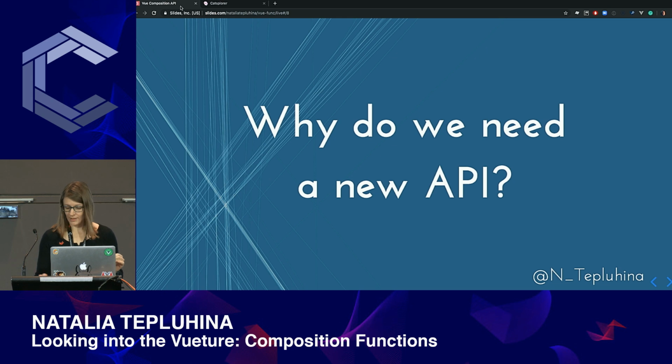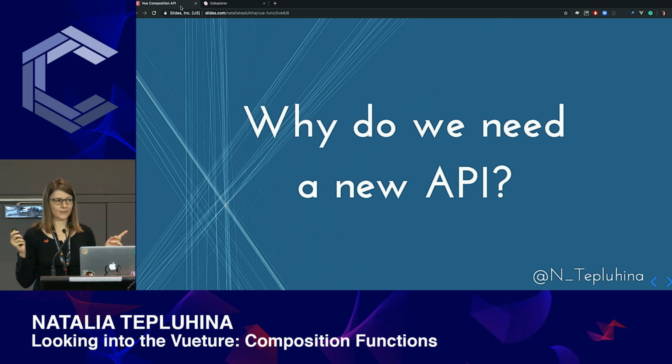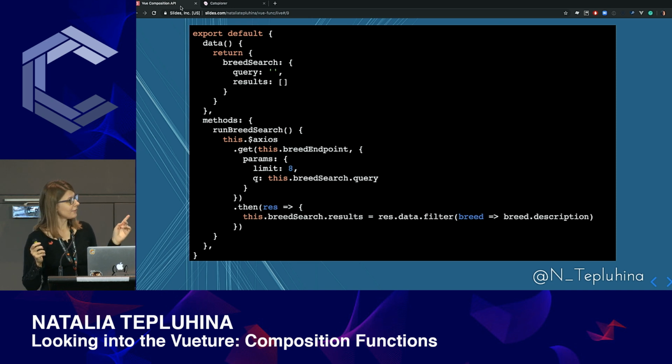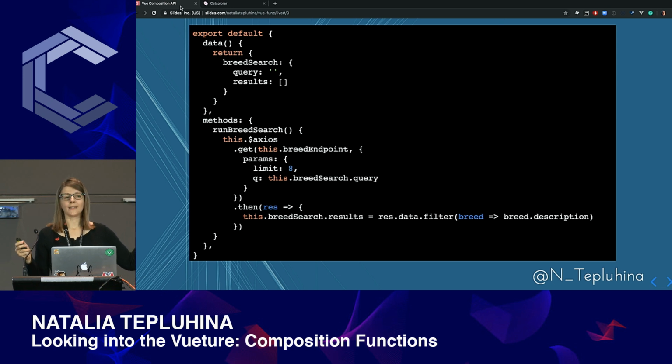So we have two features. The first one is search. And here is the source code with the current options syntax of Vue for the search. If you're not familiar with Vue, no worries. I will quickly explain what's going on here. Can anyone read the code?